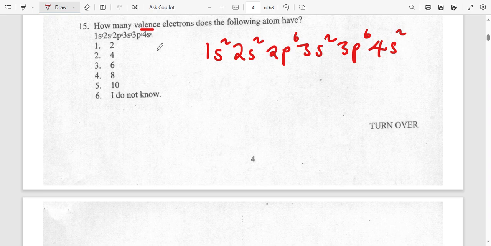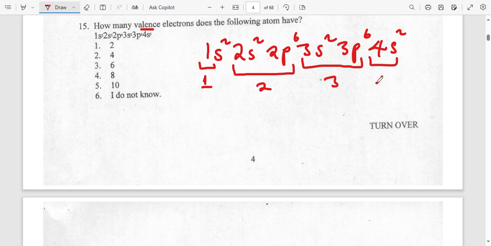Valence electrons are electrons in the outermost shell. Look at the shells. This is the first shell, n is equal to 1. This is the second shell, n is equal to 2. This is the third shell, n is equal to 3. This is the fourth shell. So the outermost shell is the fourth shell in this case, and it has got only 2 electrons.